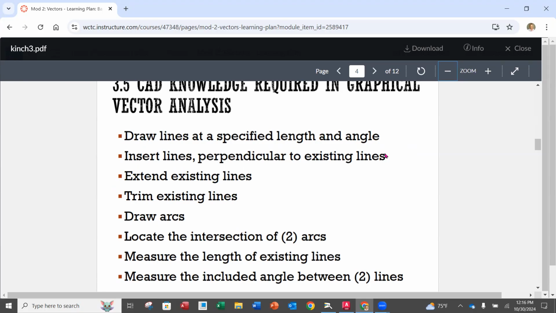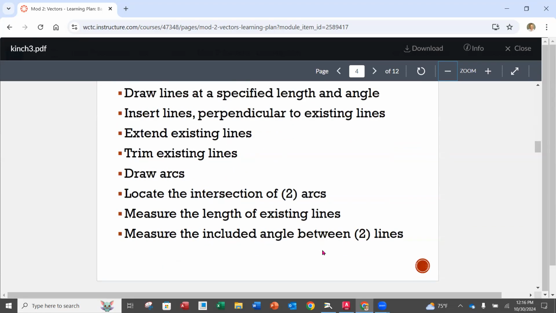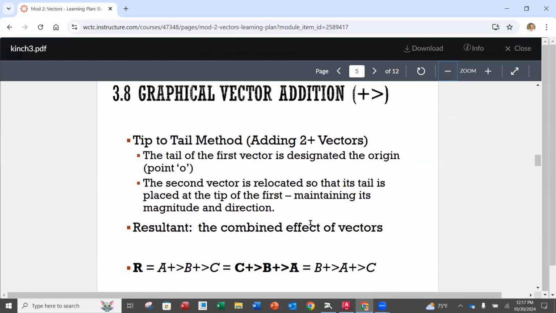I know you guys all know how to do that. You're going to have the ability of inserting lines, maybe perpendicular to other existing lines, and that's going to come in handy later on in our next module, module 3, when we start looking at velocities. You might have to extend lines, trim lines, draw arcs, locate the intersections between two arcs or lines, measure lengths of existing lines, and then also measure an included angle between two lines, all of which you have extensive experience with here at WCTC already. So I know you're prepared for these elements, but if along the way when you're using AutoCAD you have any difficulties, I'm here to help if I can.